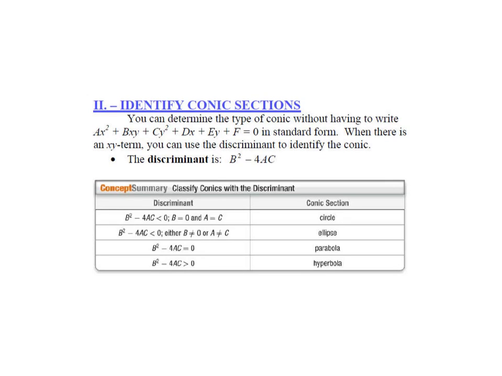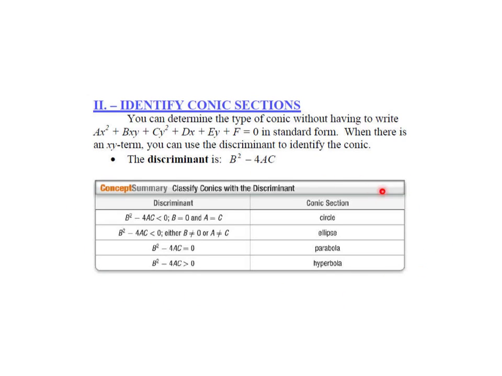The only other new thing you're really going to be learning in 9.6 is how to identify conic sections when they have an xy term. So if you look at the equation you get here, you have ax squared plus bxy plus cy squared plus dx plus ey plus f equals 0. The big thing to know here is you really need to know this table that's given to you. You are going to have to do this for your test.